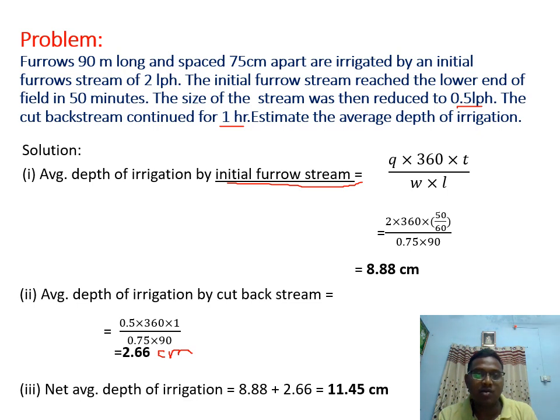This is the average depth for the initial furrow stream and then the cutback stream. Now we have to calculate the overall net average depth of irrigation, which is nothing but the summation of both: 8.88 and 2.66. So we get the net depth of irrigation as 11.44 centimeter. While calculating, please take care of the units. If you simply take whatever is given in the problem without conversion, you will get an incorrect answer, so also mention the unit at each step of your calculation.